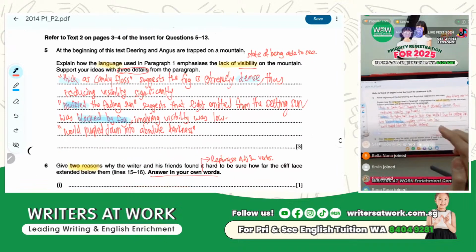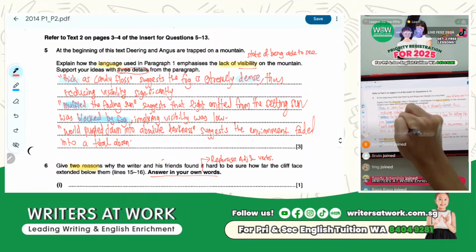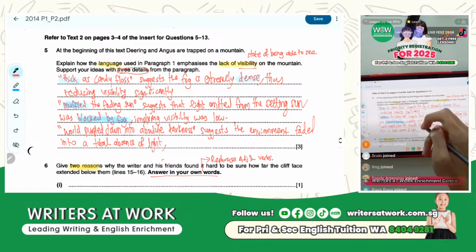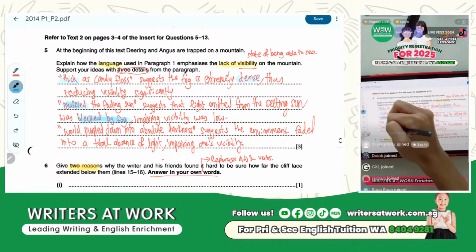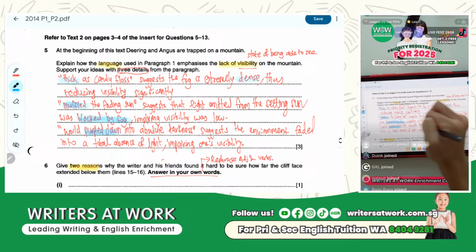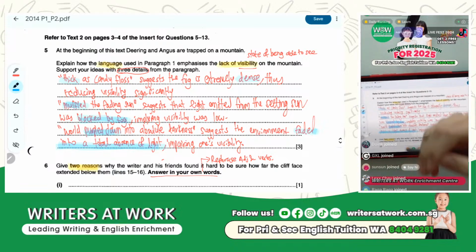Lastly, the word purpled down, it suggests the environment faded into a total absence of light. Therefore, it impairs one's visibility. So the idea is for purpled down, we talk about how it slowly faded into a total absence. The color is slowly getting more and more intense until it becomes totally pitch black. All right.